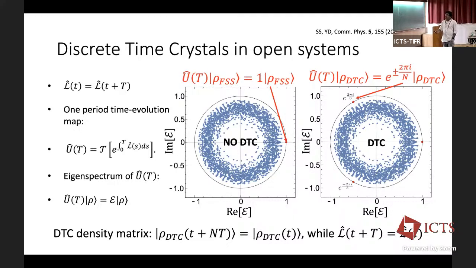Now they appear in pairs. Here, the phase is like 2 pi over n. I mean, the n might not be an integer, it might be a fraction. If you have a fractional n, then you call it a discrete time quasi-crystal. Now, the density matrix will have an nT periodicity, while the Liouvillian will have a T periodicity. And this is how I will diagnose a discrete time crystal from the one period Floquet map.